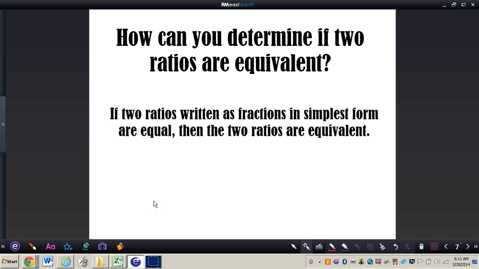Okay, now answering this essential question. The answer to this is, if two ratios are written as fractions in simplest form and are equal, then the two ratios are equivalent. So this is how you find equivalent ratios.